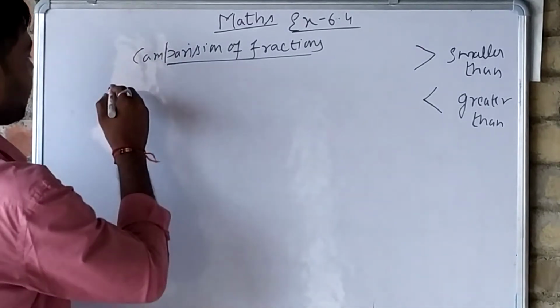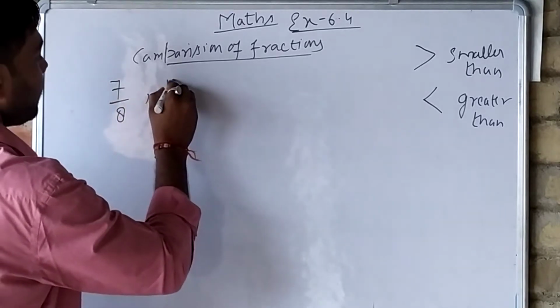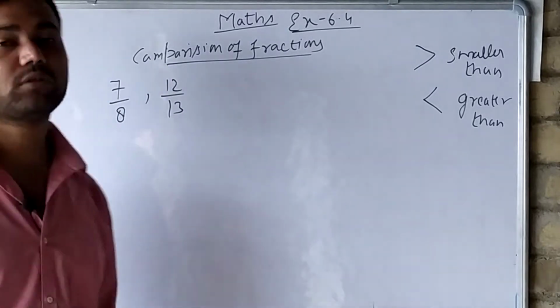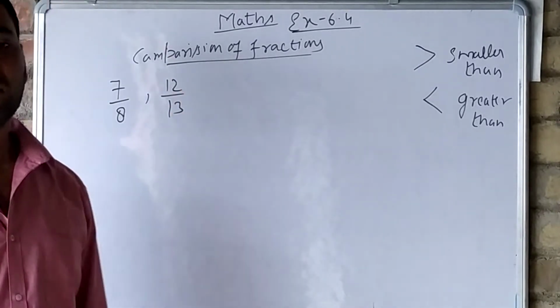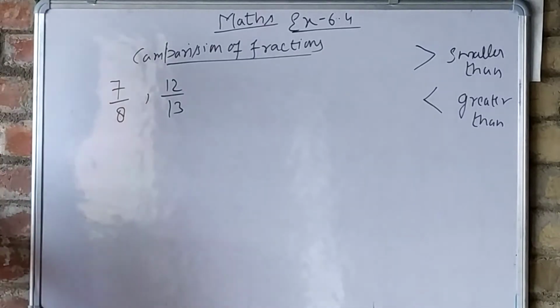Suppose we have two fractions, 7/8 and 12/13. Okay, 7/8 and 12/13. So what we have to do, we have to compare the fractions. For comparison, what we have to do, we have to make the denominators same.